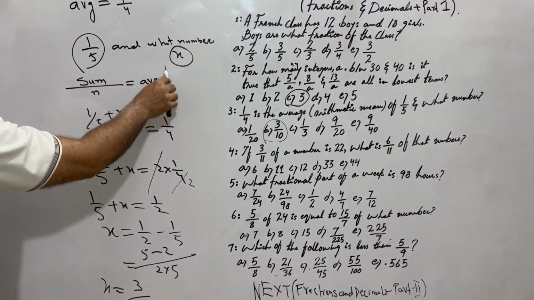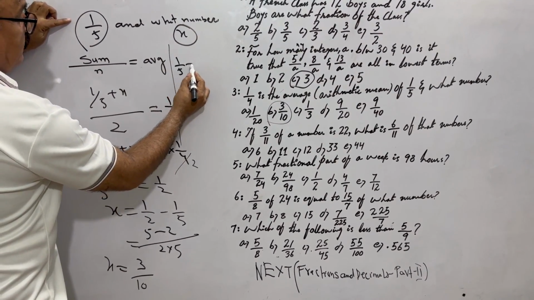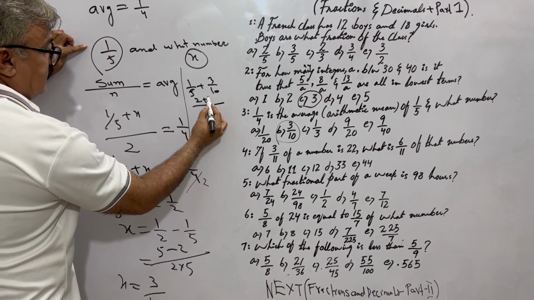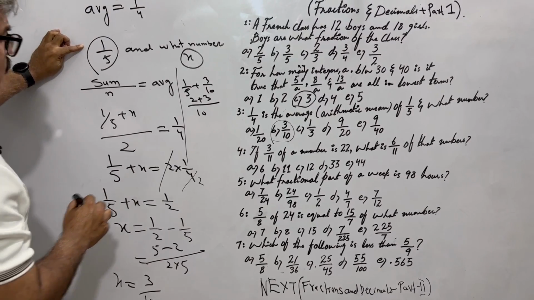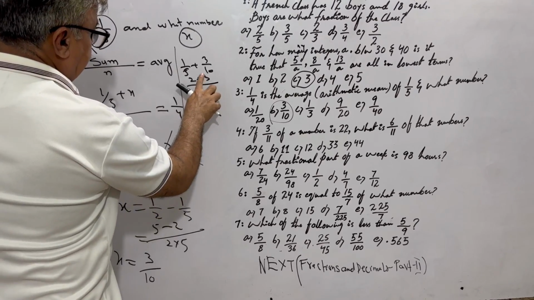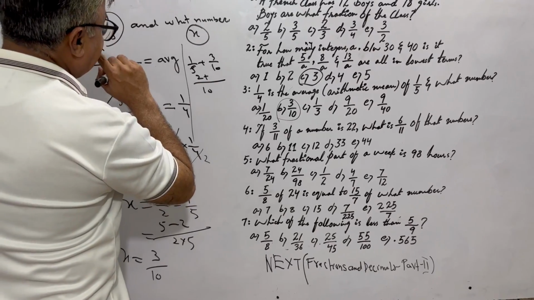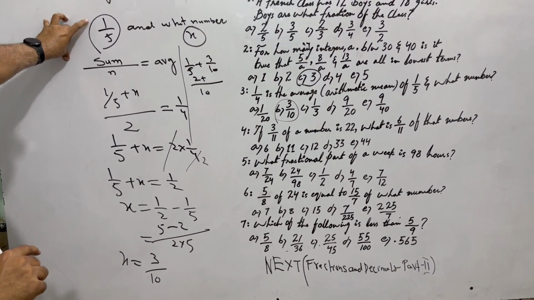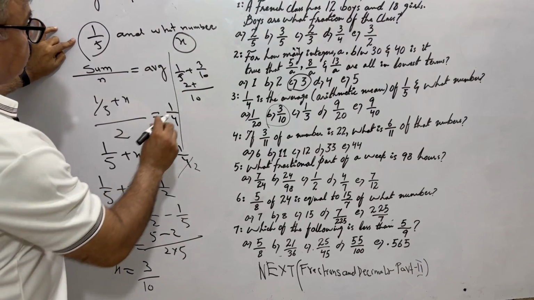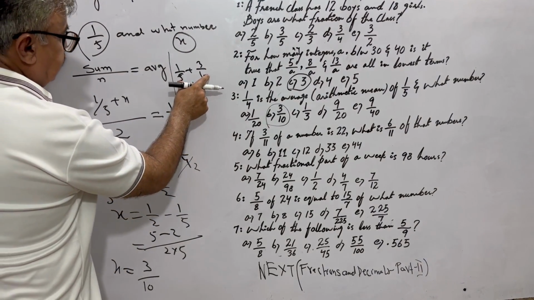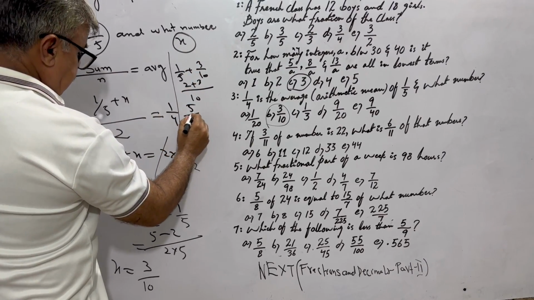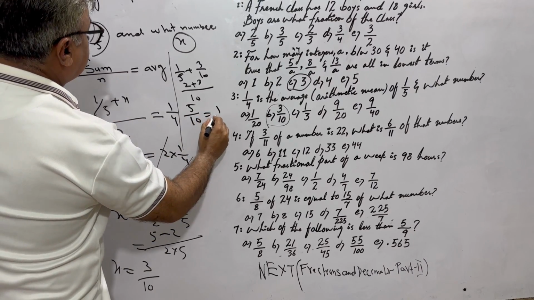One can verify by finding the LCM. 1 over 5 plus 3 over 10, the LCM is 10. Here comes 2, here comes 3. So 5 over 10, it is our 1 over 2.